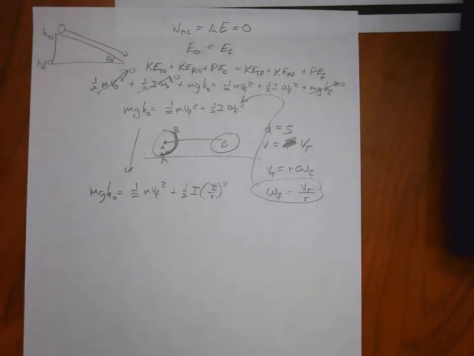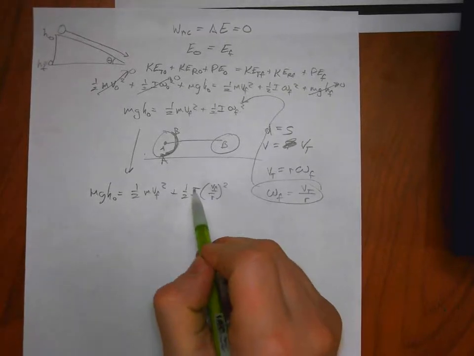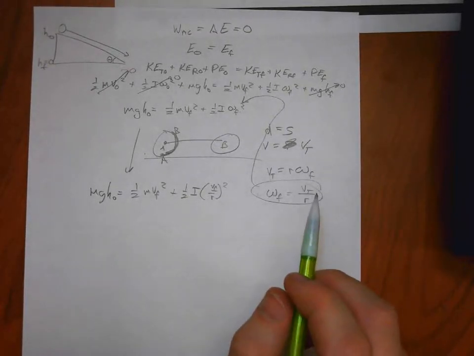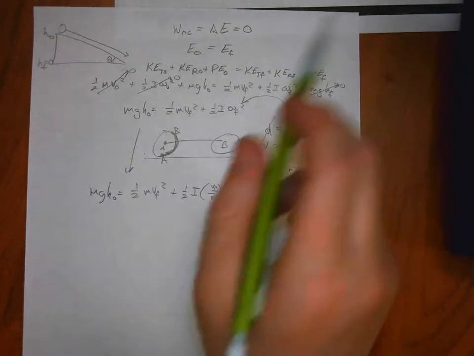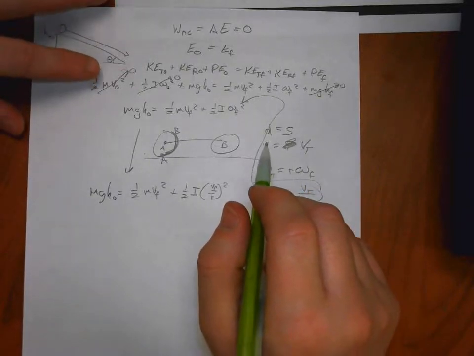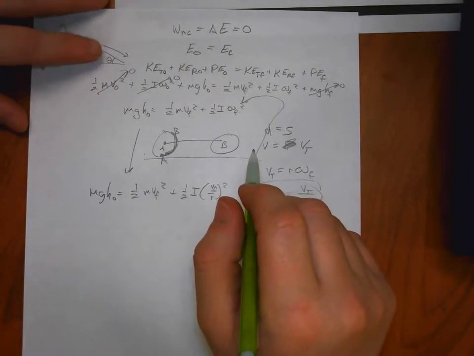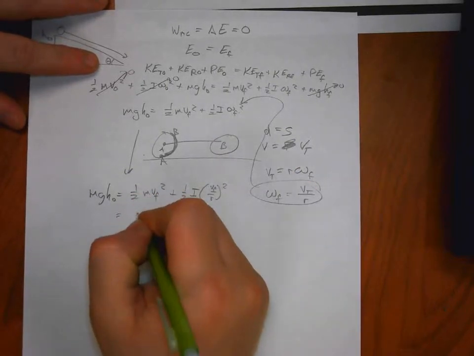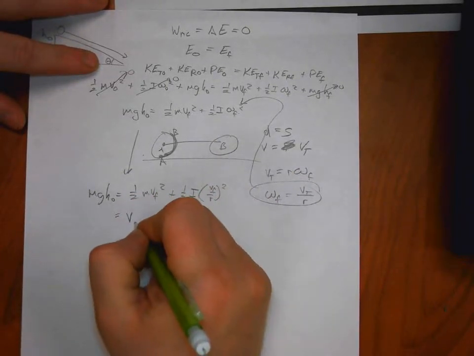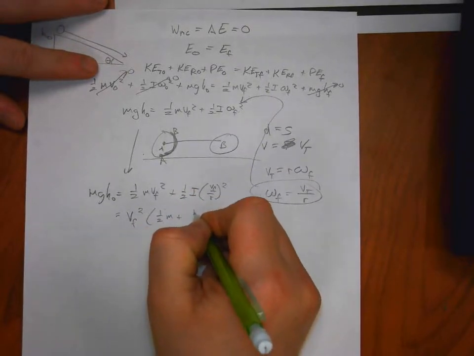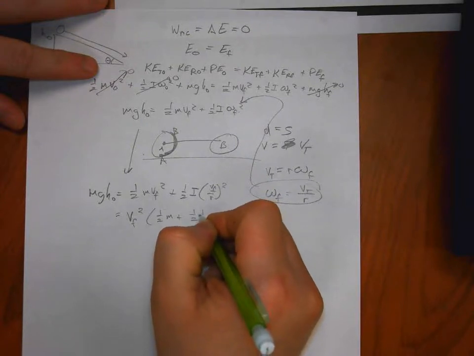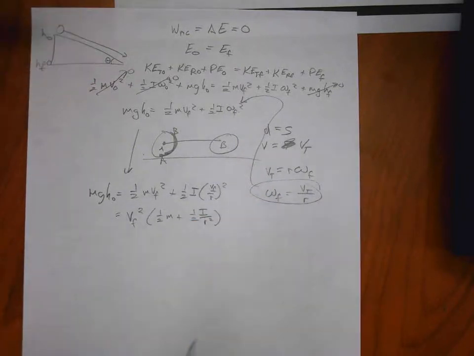Let's leave the moment of inertia as it is for now. So we'll solve for a general expression involving the moment of inertia, and then that's the only thing different between these two shapes, so we'll plug that in at the end. We are looking for V final. So this is equal to V final squared times 1/2 m plus 1/2 I over r squared. I just pulled V squared out of each term.